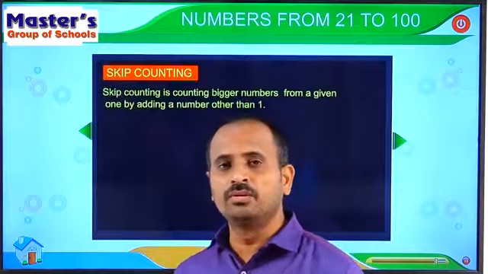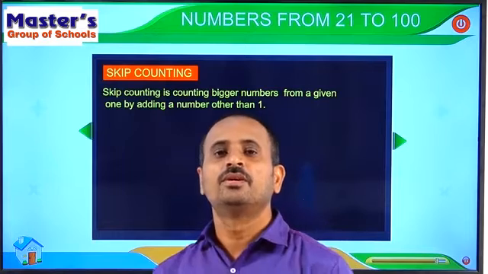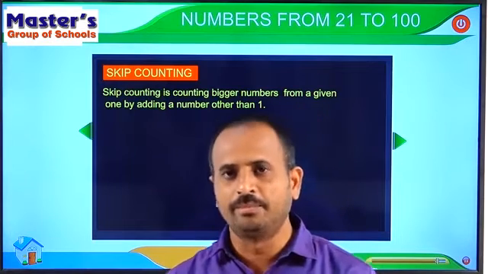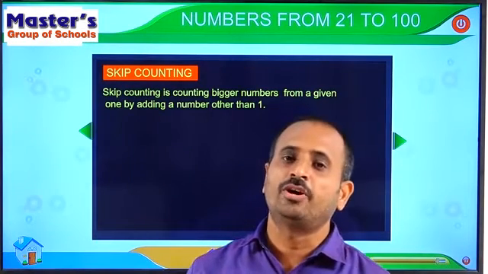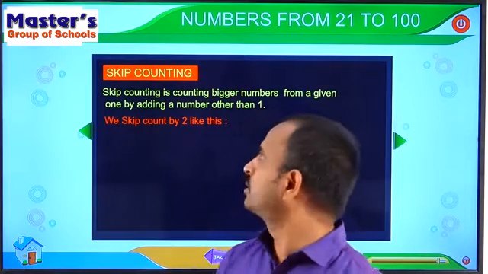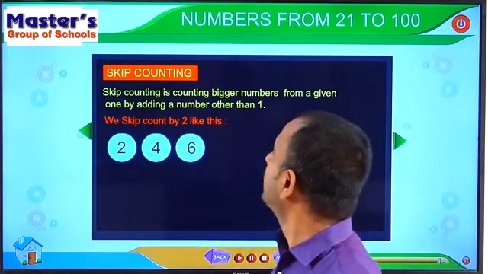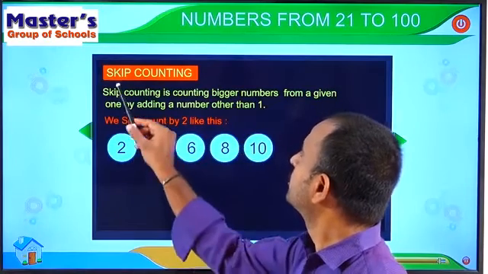So children, up to now, we have practiced some problems in abacus. That means how to write the number from the abacus and how to represent the number on the abacus. Now the next part is skip counting. So the next topic in this chapter, children, is skip counting.